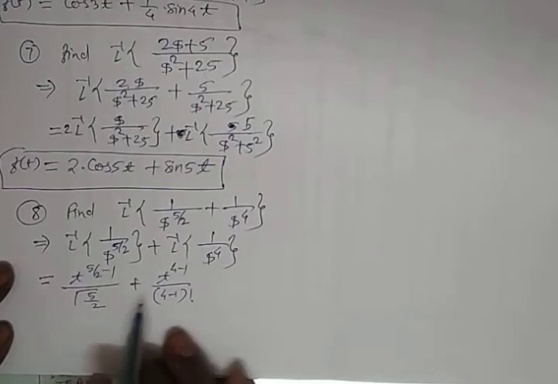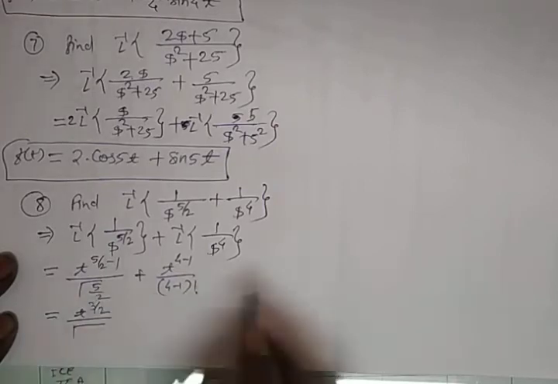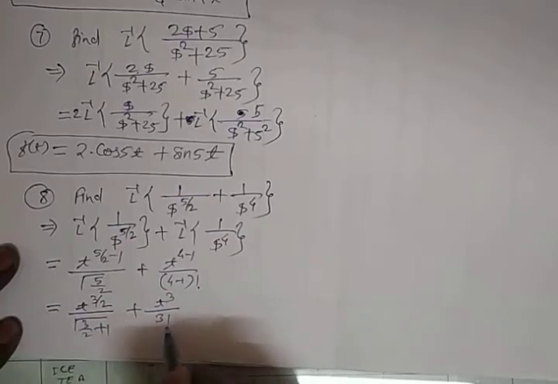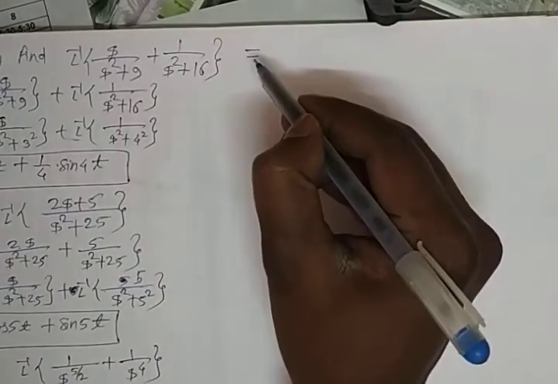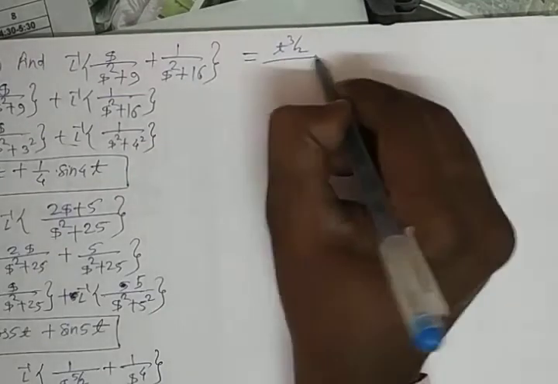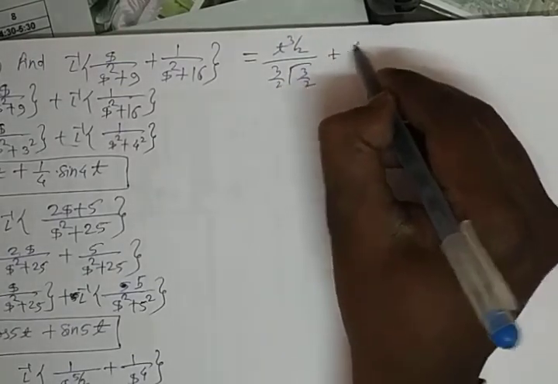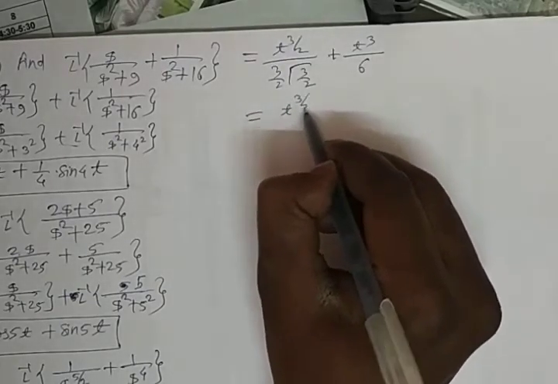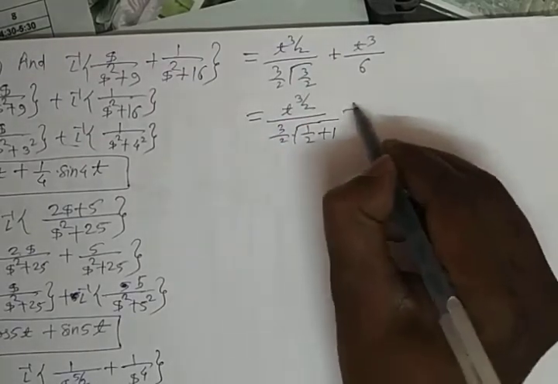If you simplify this further, what do we get? This can be written as t raised to 3 by 2 divided by gamma, this 5 by 2 can be written as 3 by 2 plus 1, and here t raised to 3 upon 3 factorial. Again simplifying further, that is equal to t raised to 3 by 2 divided by 3 by 2 gamma 3 by 2 plus t raised to 3 upon 3 factorial is 6, that is equal to t raised to 3 by 2 upon 3 by 2 into gamma, this 3 by 2 again can be written as 1 by 2 plus 1.